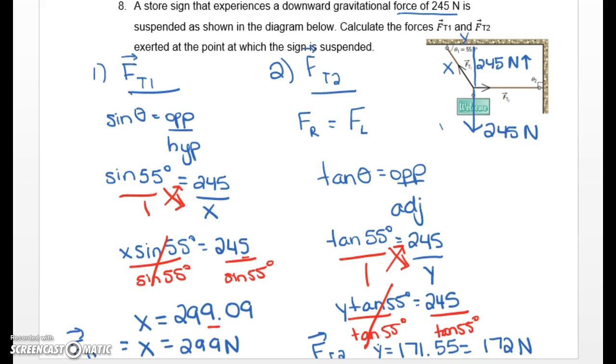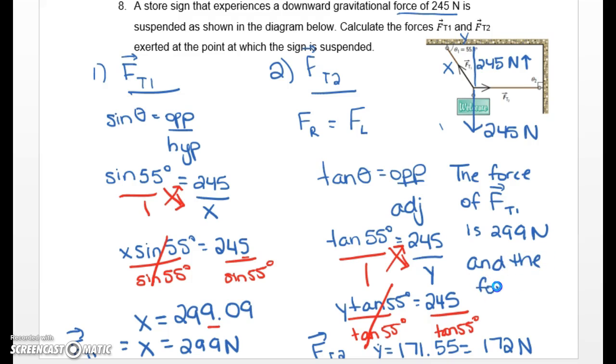So we can write this now as a sentence. We have finished off this question. We found the force of each of the different wires acting on this sign to keep it in place. So the force of FT1 is 299 newtons, and the force of FT2 is 172 newtons.